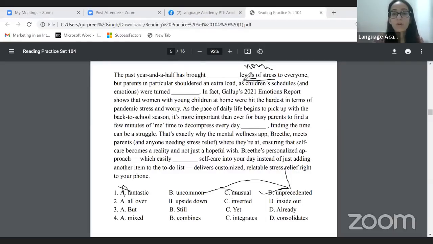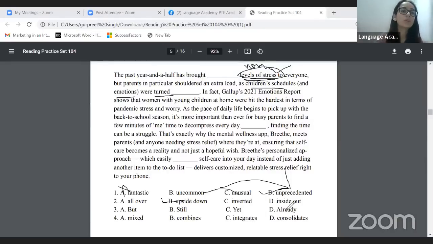So a lot of stress, and those who are writing fantastic, please read the sentence till the full stop. So it has brought unprecedented levels of stress to everyone, but parents in particular shouldered an extra load as children's schedules were turned dash. So if you're talking about stress, so obviously there's something negative that happened to children's schedules and emotions. They were turned all over, turned upside down, turned inverted, turned inside out.